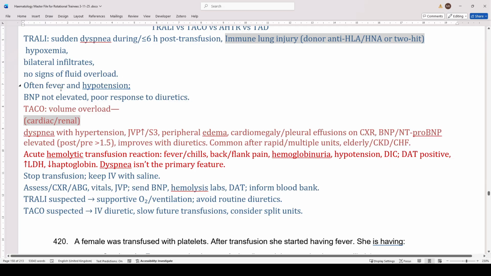The patient will have fever because it is a lung injury, and the patient will have hypotension. BNP is not elevated, which is a sign against overload, and there is poor response to diuretics. In the case of TRALI, we will not give diuretics because there is no circulatory overload. We will give oxygen support and ventilatory support to the patient.